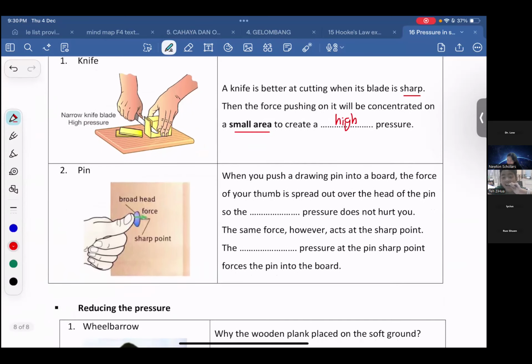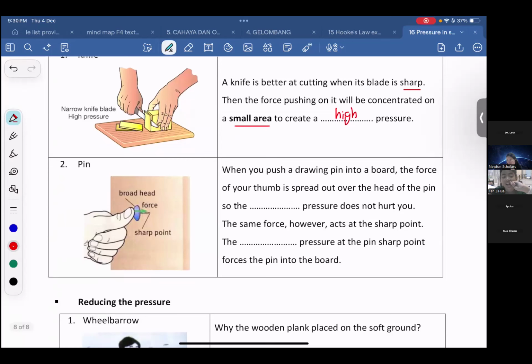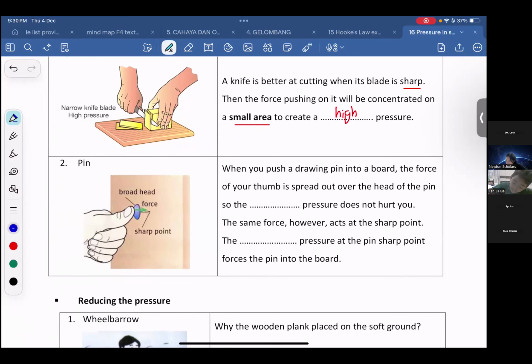Okay, right there. Pin, drawing pin. How we push and then at the end it will go in. The force is spread out over the head of the pin. Why this part needs a bigger surface area is because we want lower pressure. Here we want lower pressure, same force. However, at the sharp point here, we will get a higher pressure. That's why it will force the pin to go in, higher pressure, so it goes in.